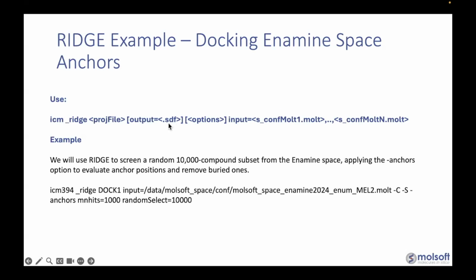There are some options for Ridge. We can look at those later. And then you have the input. So these are the mol-t files, the 3D conformers from each of the vendors. And you can also screen multiple vendors in one go. So you could have Freedom Space, Real, and Wuxi screened in one go.